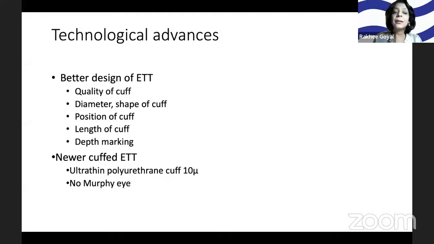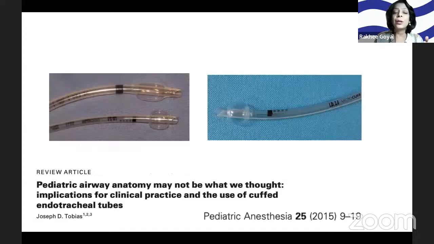Over the years, the cuffed endotracheal tube design changed. It became better. First, the quality of the cuff, the diameter and shape of the cuff. So a microcuff, an ultra-thin microcuff of just 10 microns, placed very distally with no Murphy eye, with the proper depth marking. Even the size, I'll show you this. Now this was a typical cuff. And now the cuff is shorter, more cylindrical, more distal towards the tip, and no Murphy eye, because there is actually no place for a Murphy eye.